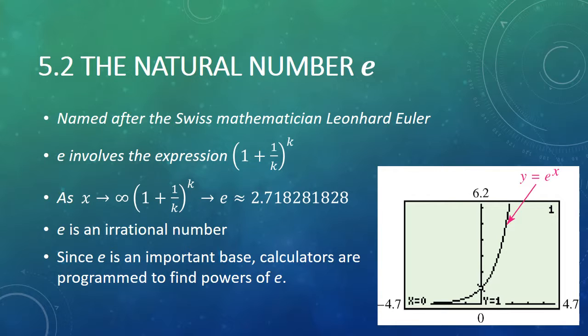This is a graph of e to the x. Notice it looks similar to the graph of a to the x, of any number to the x, has its similarities.